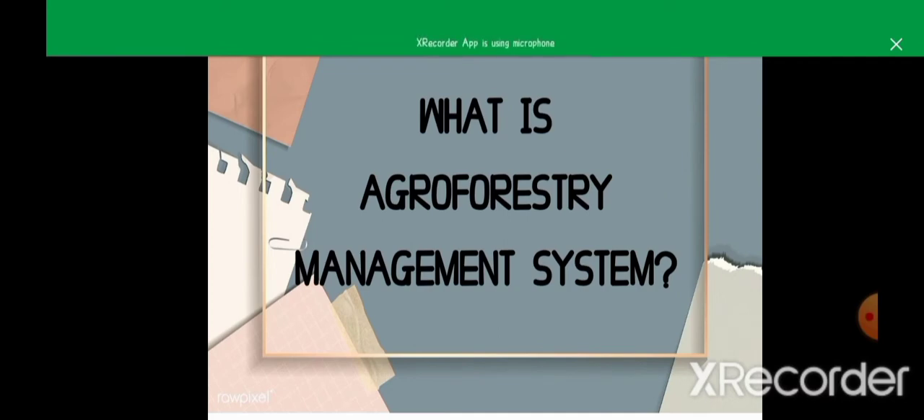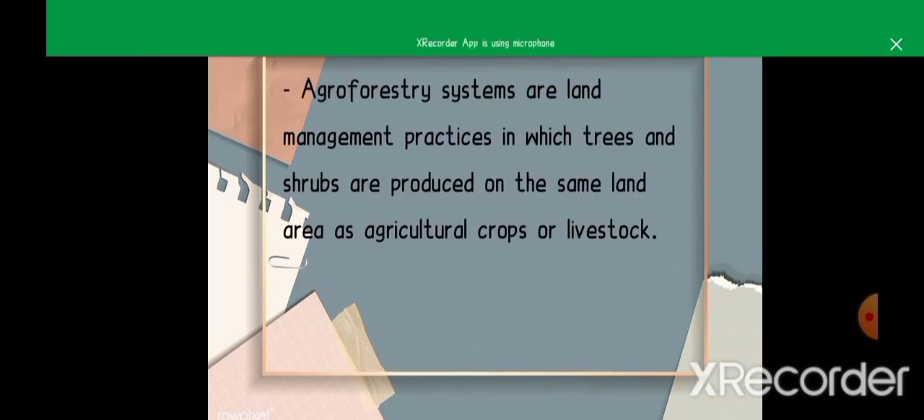Agroforestry systems are land management practices in which trees and shrubs are produced on the same land areas as agricultural crops or livestock. Therefore, agroforestry systems combine trees and crops or livestock to increase diversity, productivity, profitability, and environmental stewardship. It can also provide a sustainable alternative to biologically simplified or low diversity cropping systems.